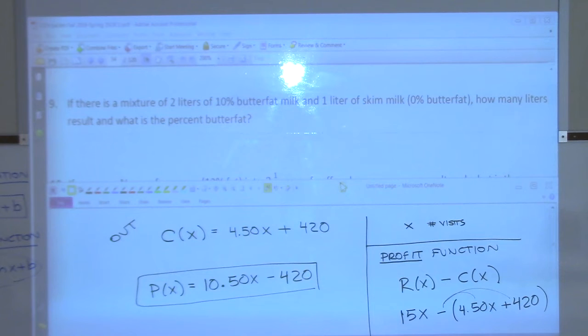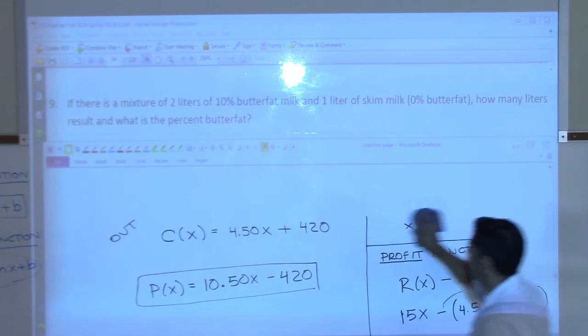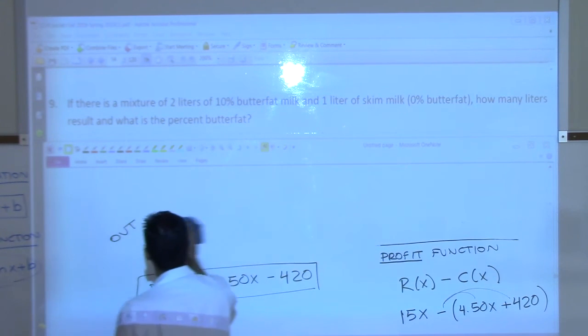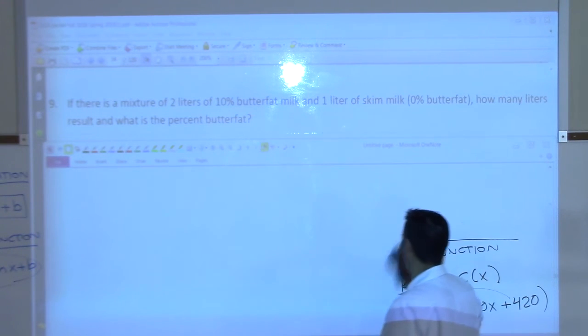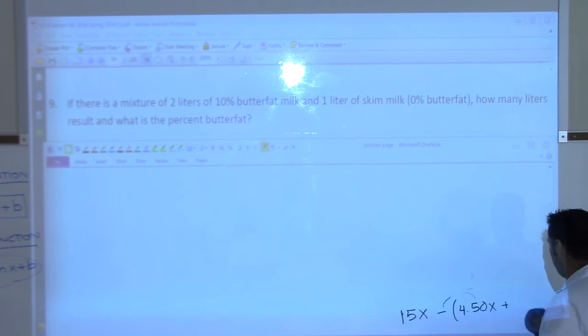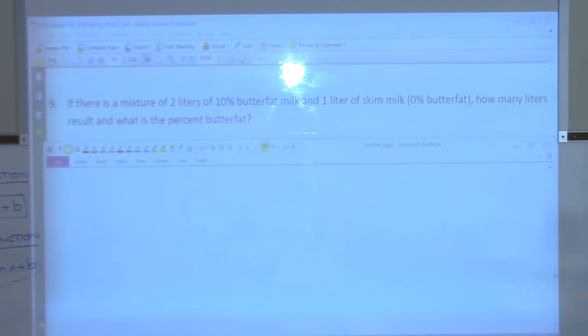Okay, so I'll read this one. These are called mixture problems. And these problems are not necessarily linear. So these are no longer really going to require linear equations. This is just a completely different kind of topic. So let's read through this. If there is a mixture of 2 liters of 10% butterfat milk and 1 liter of skim milk, how many liters result and what is the percent of butterfat?